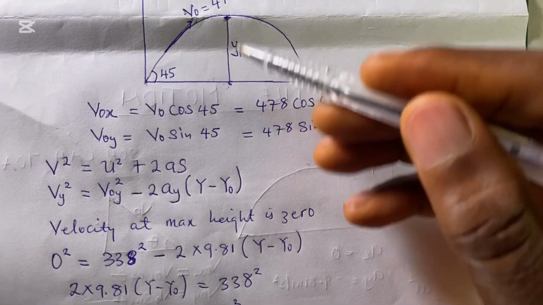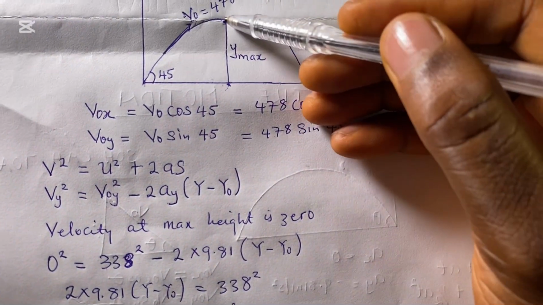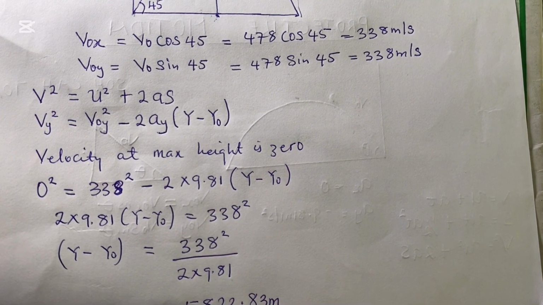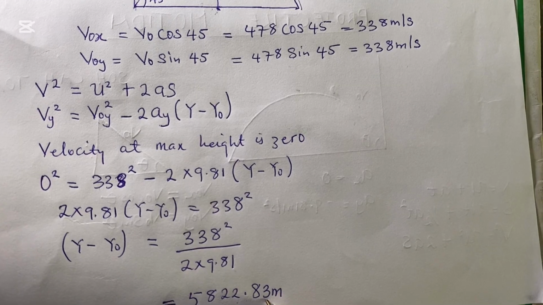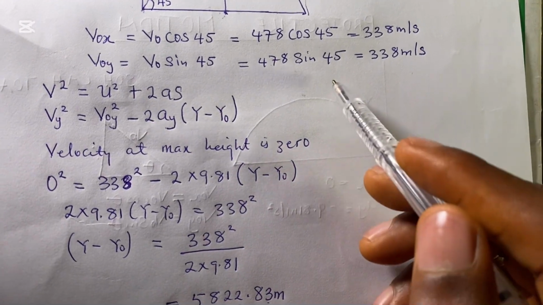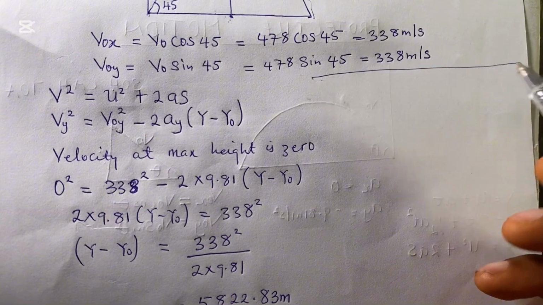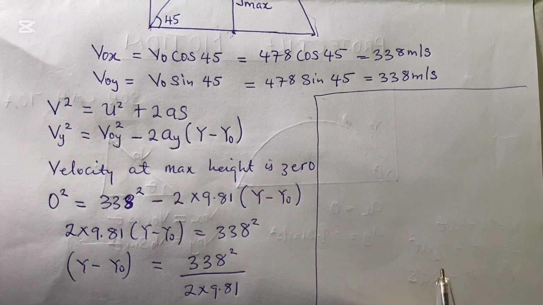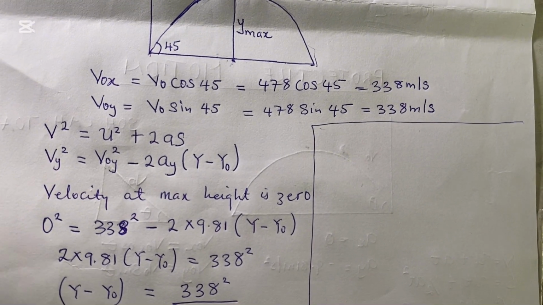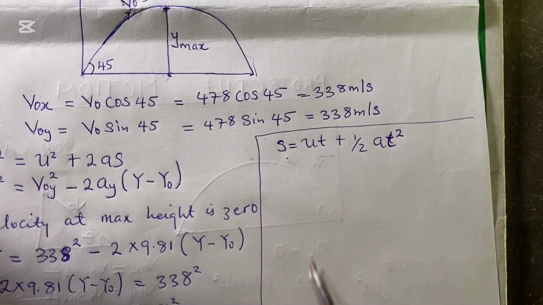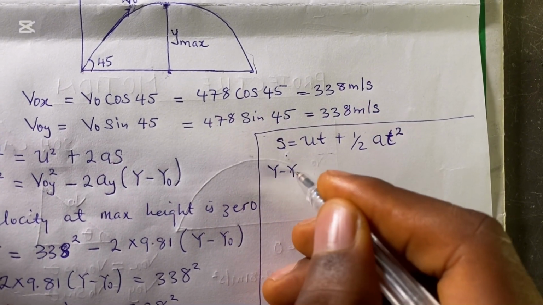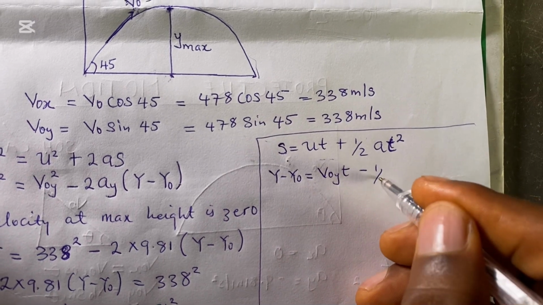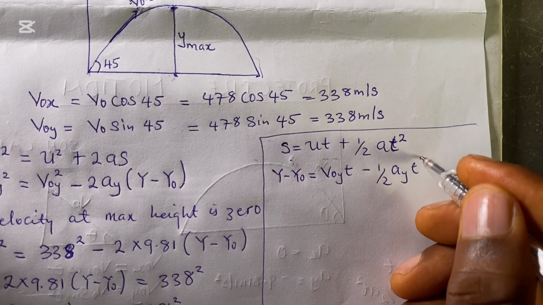That is from here to here, from when y is 0 to this point. This is 5822.83. You can as well decide to use the second equation. You're going to get the same answer. So let's try it. Anyone that works for you, you don't need to cram it. You just need to understand it and play around with the equations. If you want to use this second equation, our y minus y naught is equal to v naught y t minus half a_y t squared.